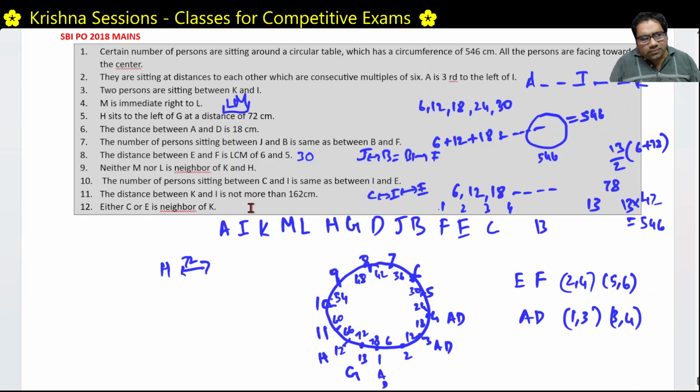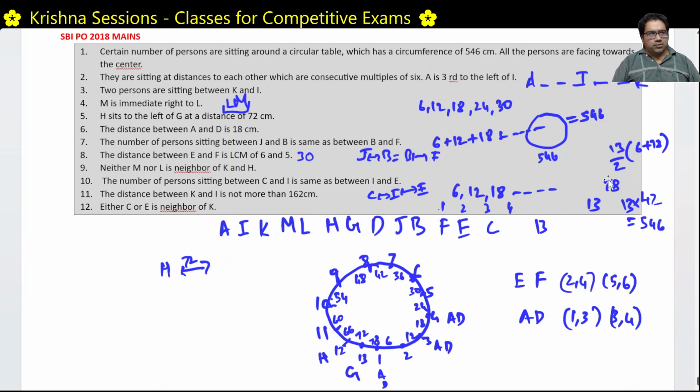So now we have reached a tricky situation. We have read all the things, and what we have figured out is that I is sitting between A and K, I is also sitting between C and E. And B is sitting between J and F, and EF is either between 2, 4 or 5, 6, because 5, 6 is also distance 30, 2, 4 is also distance 30. Similarly, AD can be 1, 3 or 3, 4.